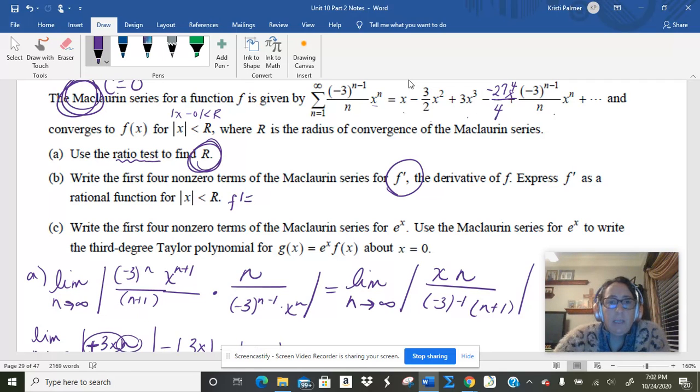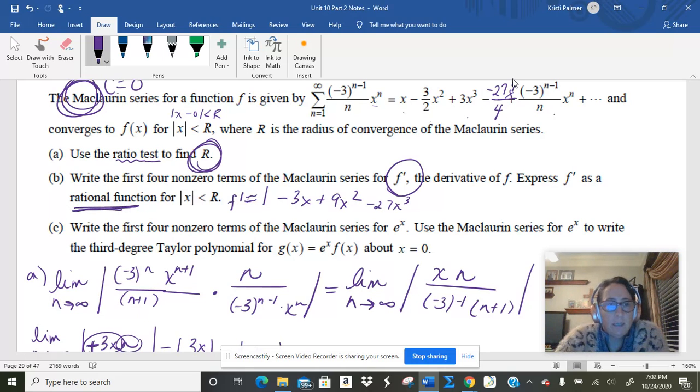So this would now be 1. Derivative of this guy, bring down my 2, is a minus 3x plus 9x squared. Then bring down the 4 and they cancel. So that's nice, minus 27x to the 3rd. So there's the first 4 non-zero terms. This is going to be like approximated. And then it wants me to write f prime as a rational function.